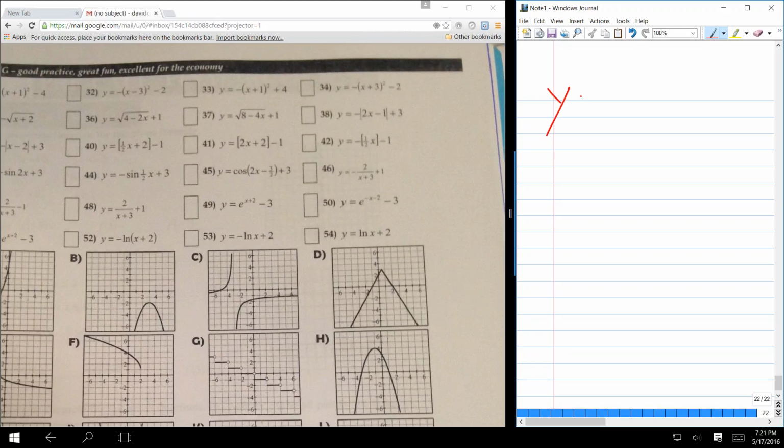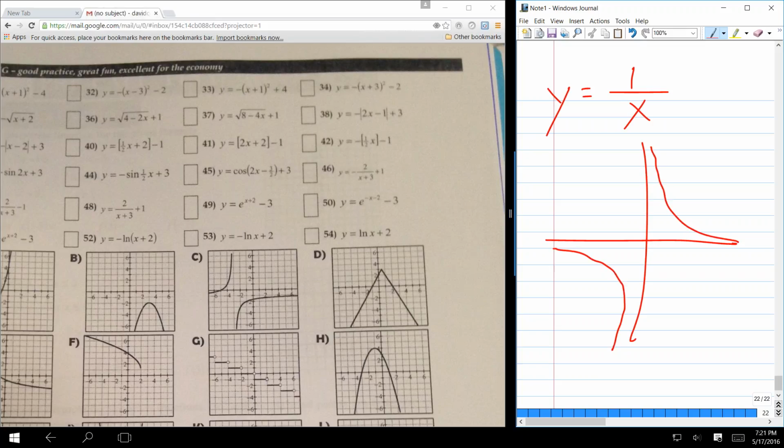Hyperbolic. And its basic function is this right here, which graphs like this. Now, the first thing you do when you graph a hyperbolic function is you figure out where its vertical asymptote and where its horizontal asymptote is.